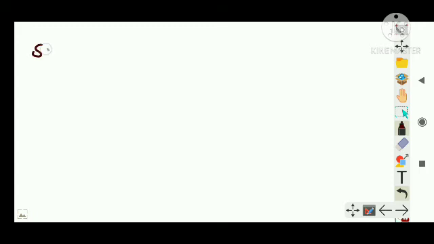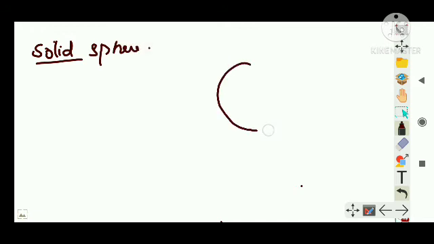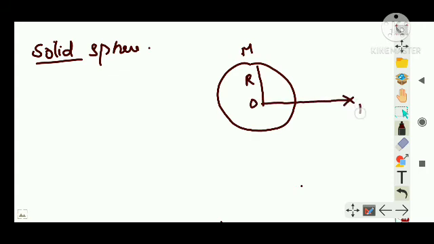So for the first case, solid sphere, again this is an entrance topic. Suppose this is the solid sphere. Let's say it has mass m and radius R, and this is the center. Let us consider a point P which is outside the sphere, that is, the distance r is much greater than radius R. This is r, right? Clear?